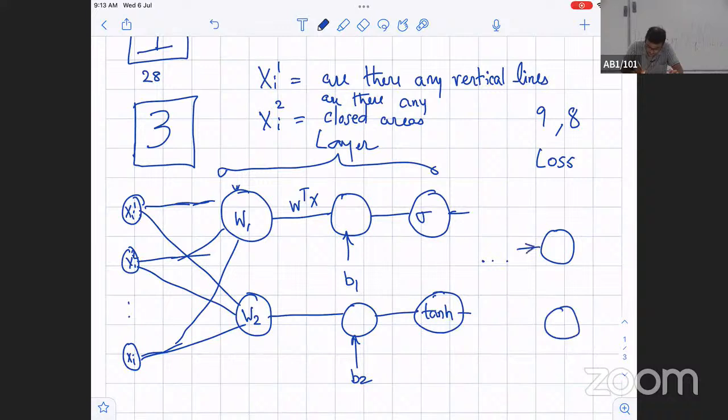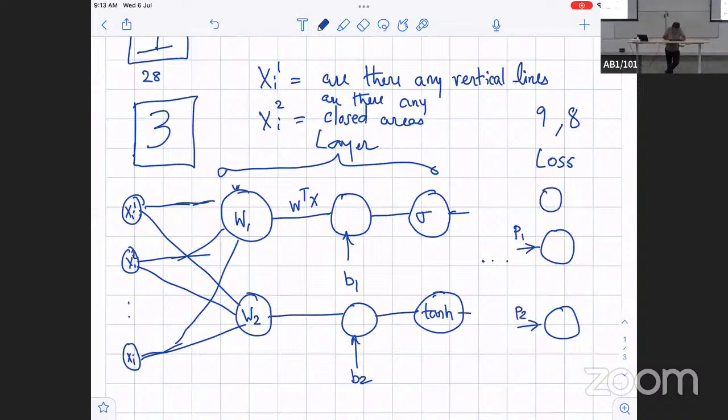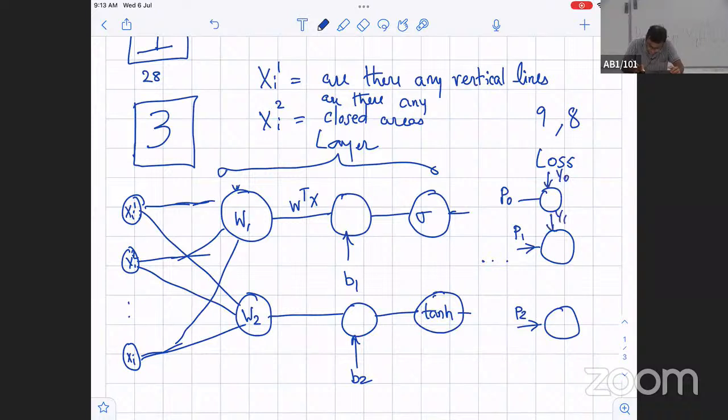So something like here. This will be, let's say, the prediction whether it is 1 or not. Okay, so P1, P2, all the way till P0. P0 is whether it's a 0 or not. And then you will compare it with the training data given to you, Y0, Y1 up to Y9. And finally, you will have an aggregate loss. Okay, so you will sum that up, and that is your loss.